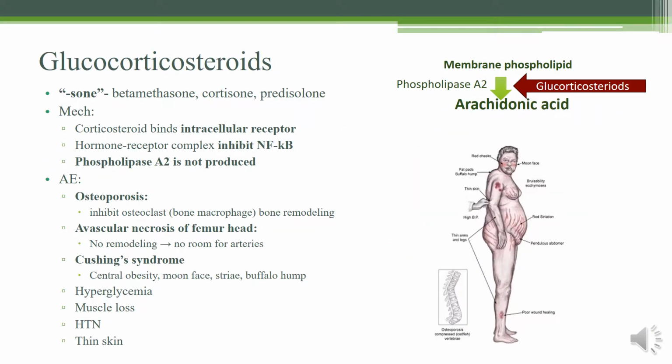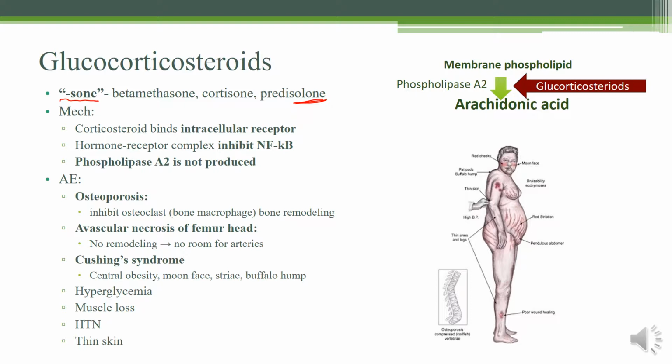Now, glucocorticosteroids are going to be one of the more important drugs that you're going to take. How do you know you're going to be talking about a glucocorticosteroid is that most of them will end in -zone. Some of them will end in -lone, but it's very similar sounding, just like betamethasone, cortisone, prednisolone, or prednisone.